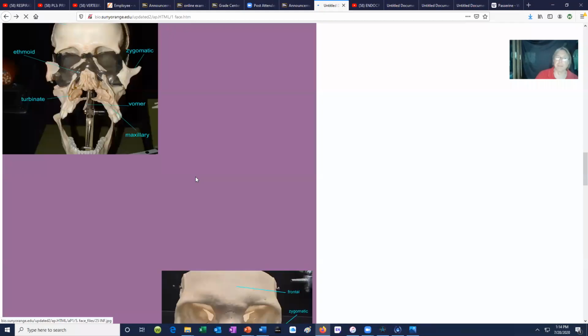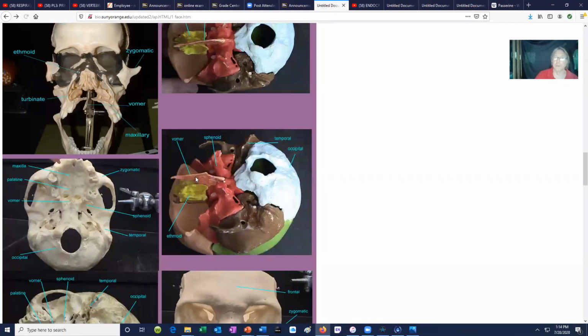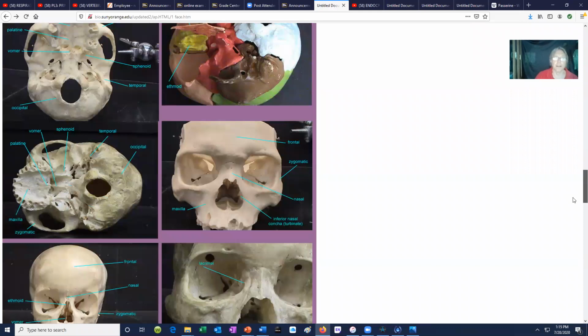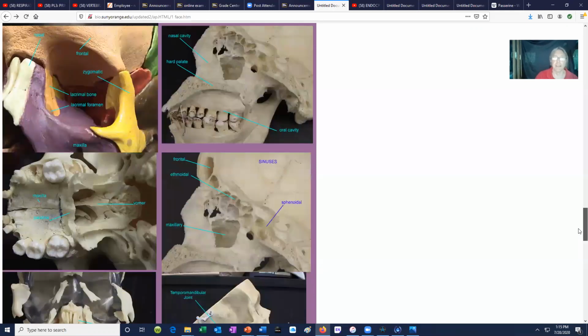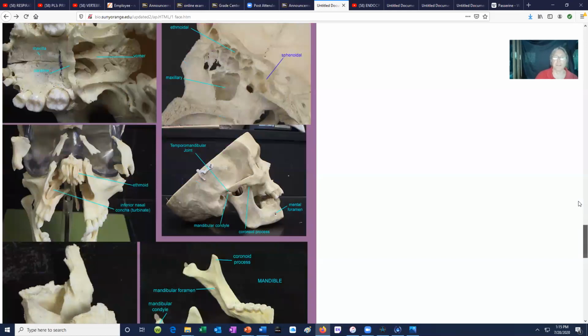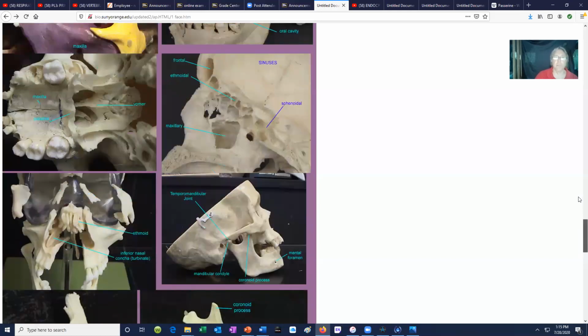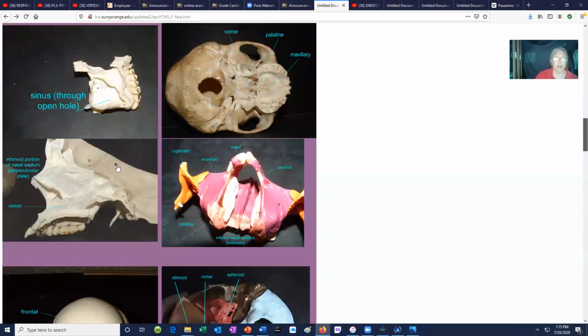The nasal septum is composed of two bones, one of which is the ethmoid here in yellow, and one is the vomer there in more of a red. So once again, there is a nasal septum, and one of the bones of the face, the vomer, helps to form the septum. Since it's rather delicate, it can be broken in a number of sections rather easily.